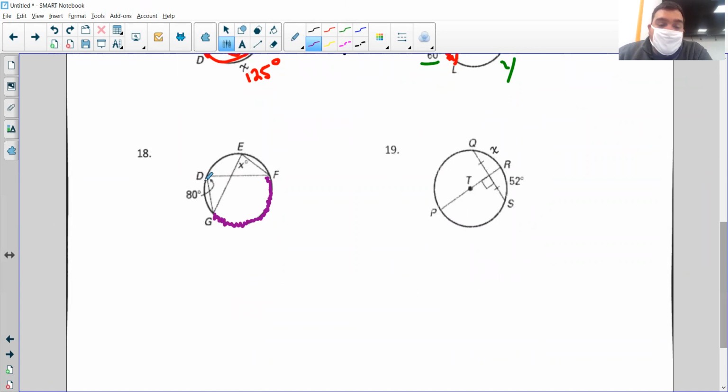Okay, so if this is 80 at the edge of the circle, the arc is going to be twice the size. So if this is 80, this purple arc is going to be twice the size, or 160. Now, over here, this is an angle that has the same opening as the purple part here, D. So if this is 160 going backwards, what is it going to be? 80 is going to cut it in half. So X equals 80.